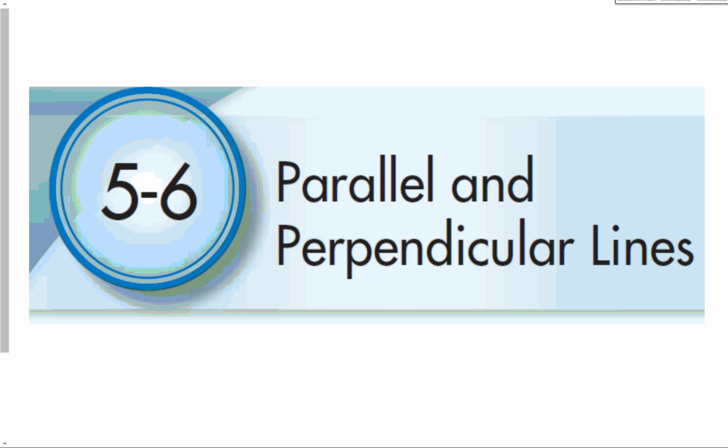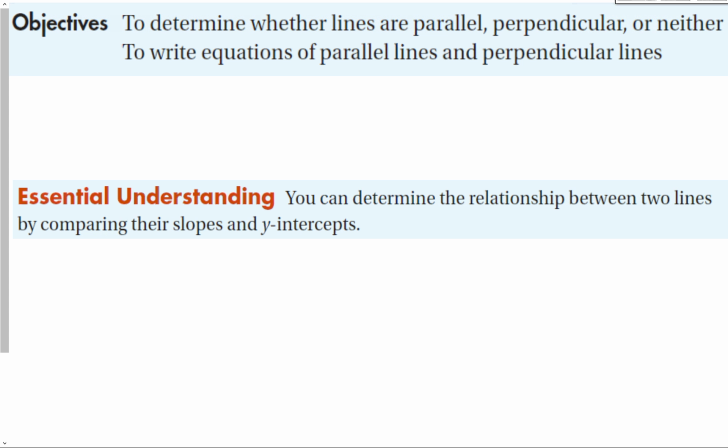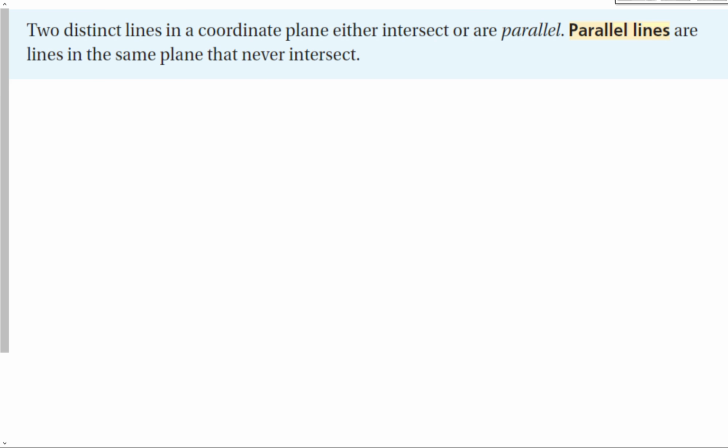5-6, parallel and perpendicular lines. So our objective for this section is to determine whether lines are parallel, perpendicular, or neither, and to write equations of parallel lines and perpendicular lines. And we can determine the relationship between two lines by comparing their slopes and their y-intercepts.